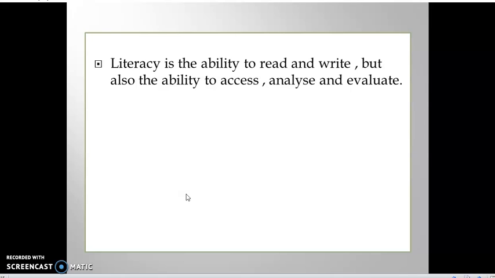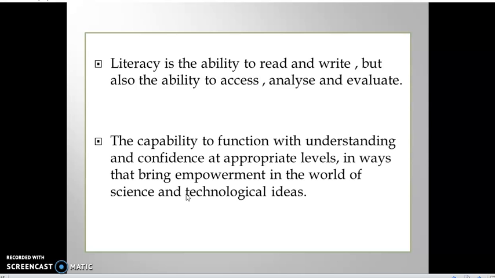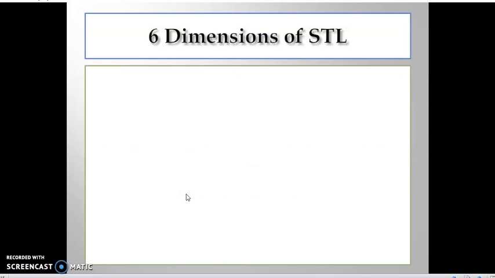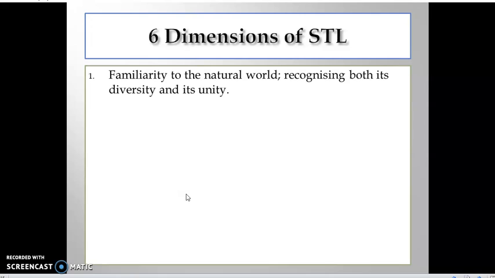Literacy is the ability to read and write, but it is also the ability to access, analyze, and evaluate. The capability to function with understanding and confidence at appropriate levels in ways that bring empowerment in the world of science and technological ideas. So this is the way literacy is looked at. We will understand in detail what exactly science and technological literacy is as we move ahead with the slides. Now let us understand the 6 dimensions of science and technological literacy before understanding what exactly it means.